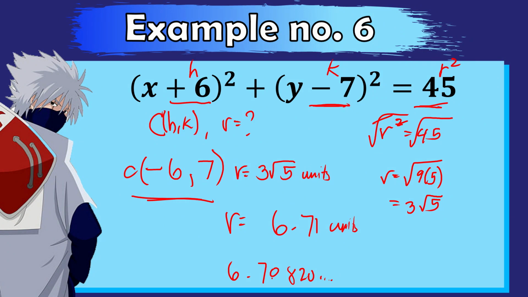Okay po, so again, x plus 6 squared plus y minus 7 squared is equal to 45. That is the standard form. Hinanap ang center. Center is at negative 6 and 7. Length of the radius is 6.71 units. Okay po. So again, if you have questions po, please post it sa discussion board.